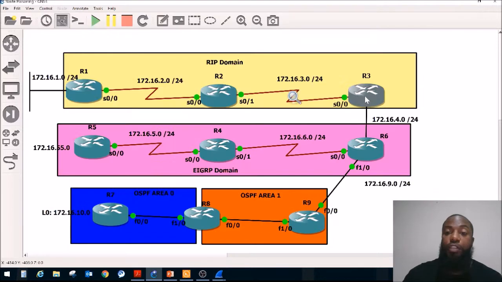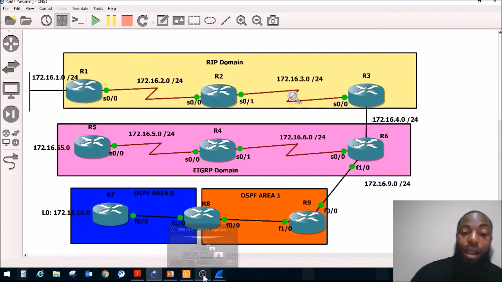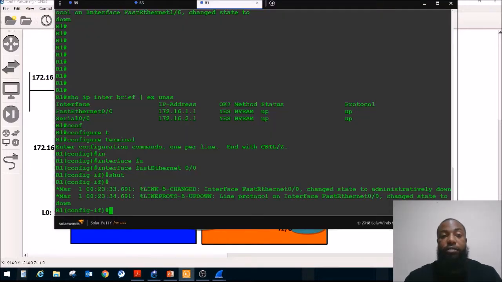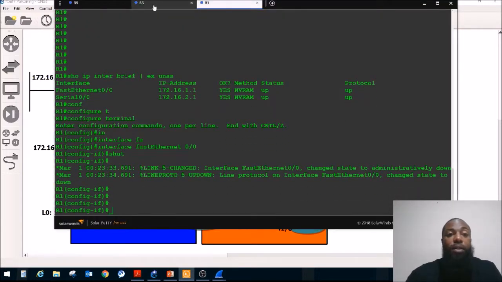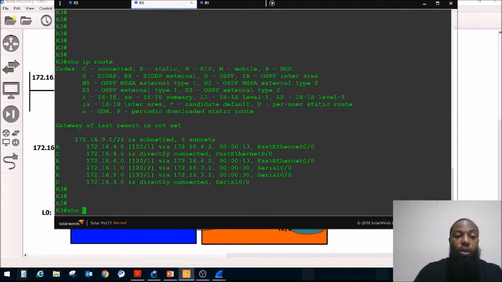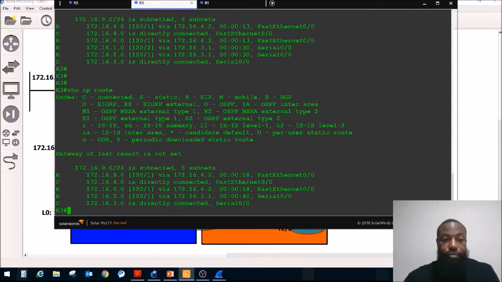And then router 3 eventually says, okay, you know what? I got to take that out of my routing table. So let's go ahead and take a look. Obviously, when you shut it down, let's go into router 3, show IP route. Remember, he had it in here, and it was 2 hops away. Show IP route, and now it's gone. It's no longer in his routing table.